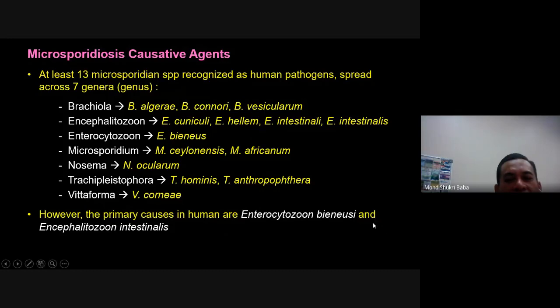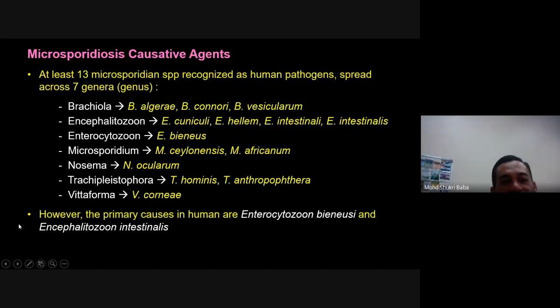Enterocytozoon bieneusi and Encephalitozoon intestinalis. Alright. So E. bieneusi and E. intestinalis. Dua-dua spesies tu adalah bukannya jenis yang sama. Okay, satu Enterocytozoon bieneusi, satu lagi Encephalitozoon intestinalis. Okay, bukannya dua-duanya E. bieneusi, E. intestinalis adalah jenis yang sama.